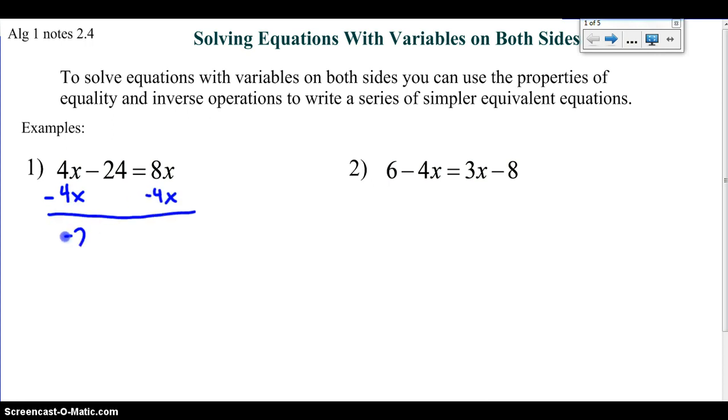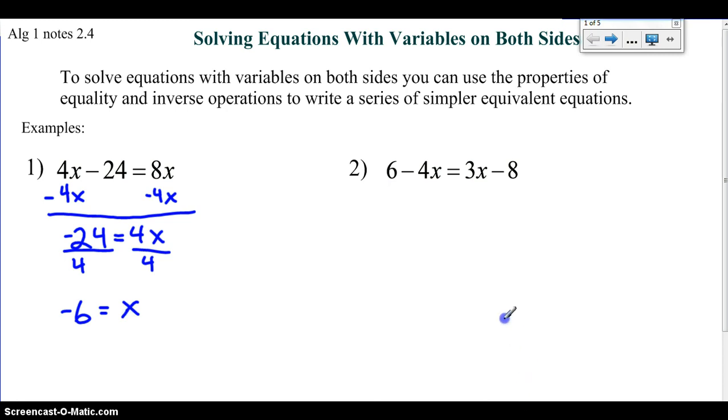That's going to leave me with a negative 24 equals 4x. And then by simply dividing by 4, we can get our solution of negative 6. Piece of cake. Alright, let's take a look at the next one.